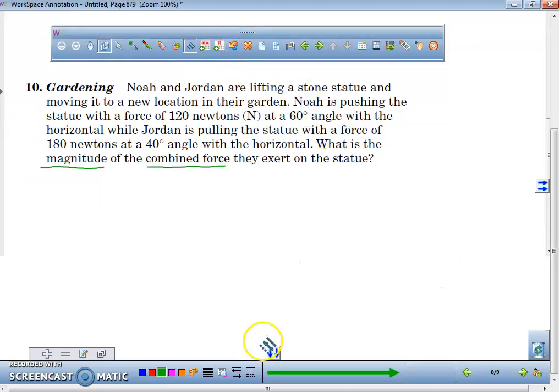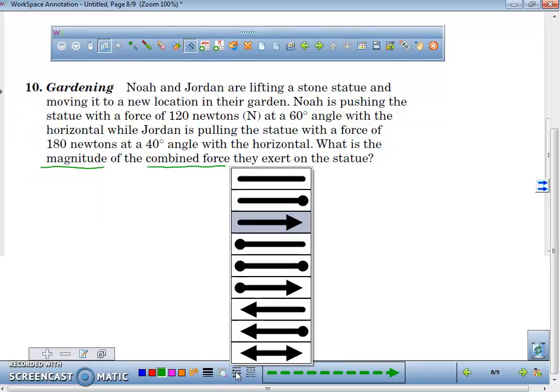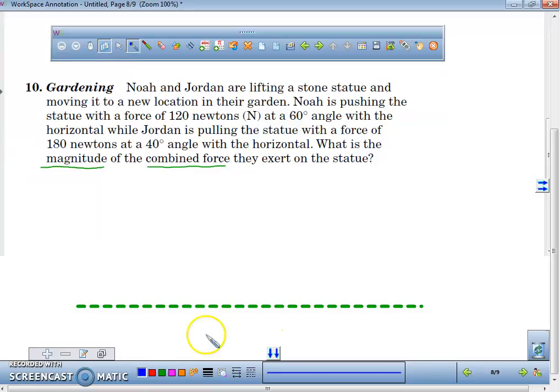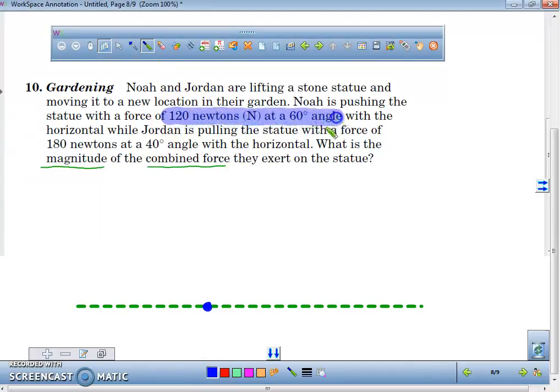So the first thing I'd like you guys to do is let's draw what's called the horizontal. Okay? So right now, everybody, just draw a nice straight line called the horizontal. Now I'm going to put the statue just right here. This point right here, we're going to call the statue. I'm going to highlight two forces. One force is going to be in blue. One force is going to be in purple. One of them is 120 newton force. The other force is 180 newtons. Okay?